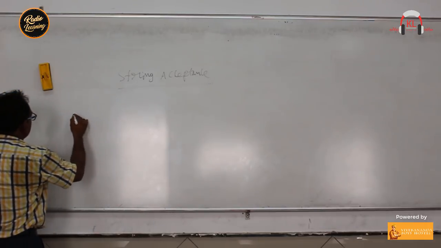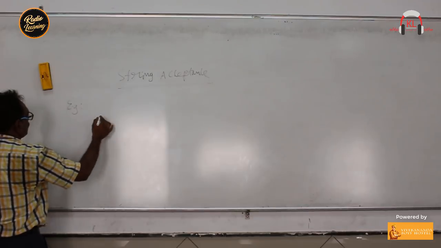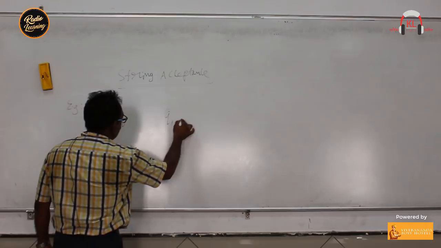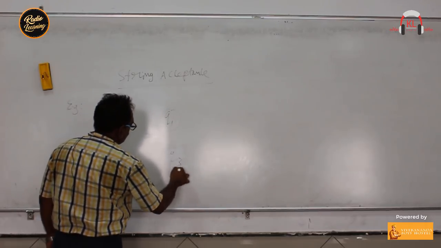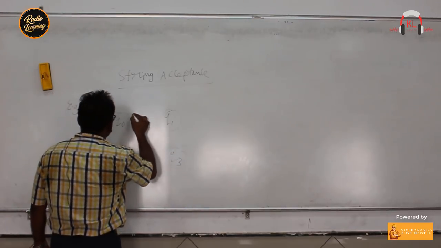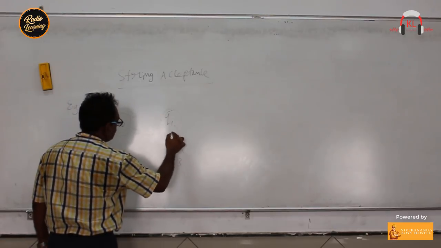For example, if you take the transition diagram with Q naught, Q1, Q2, Q3, suppose Q naught is the initial state, final state.